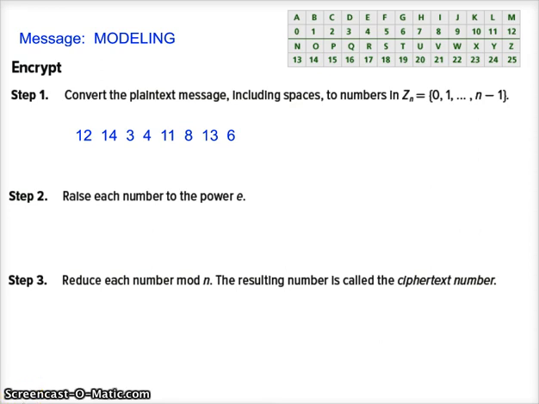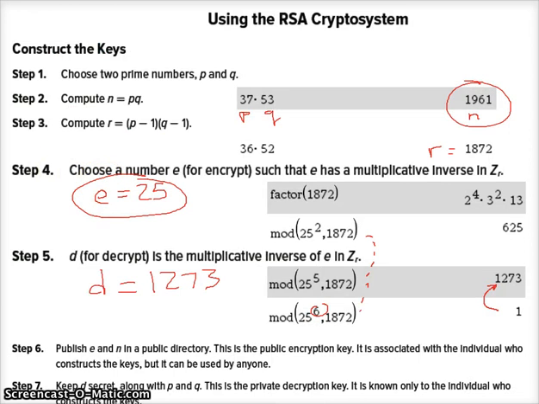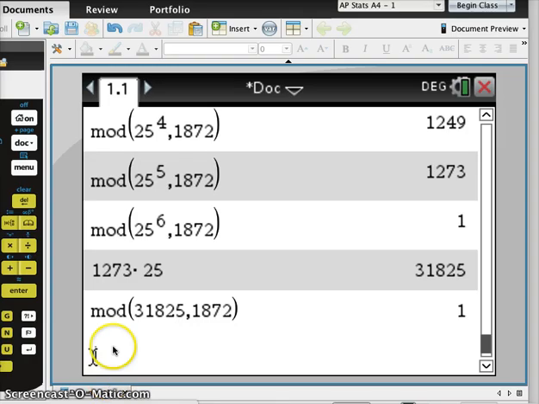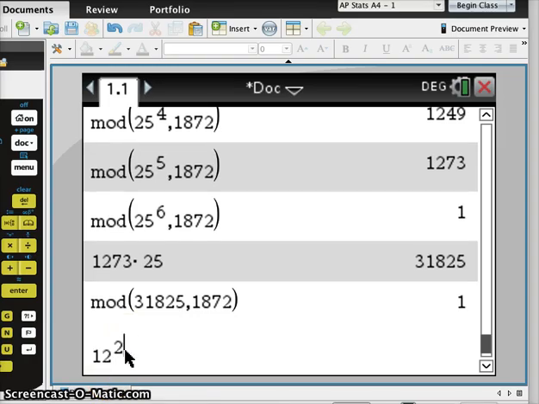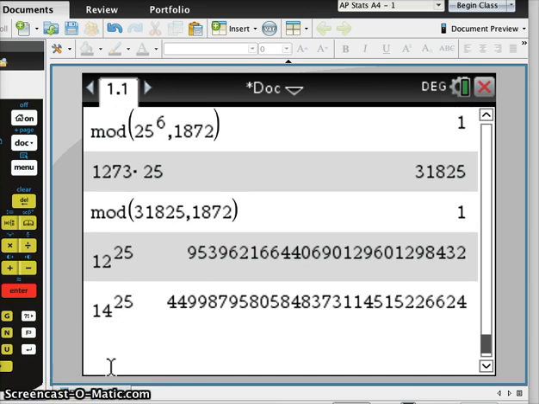Raise each number to the power E. Sorry, I moved some stuff around. Raise each one of these numbers to the power E. So I'm going to take 12 to the 25th power. I'm going to take 14 to the 25th power. This gets very big very quick. 12 to the 25th power, 14 to the 25th power. Like, these are huge. Let me copy paste them in.